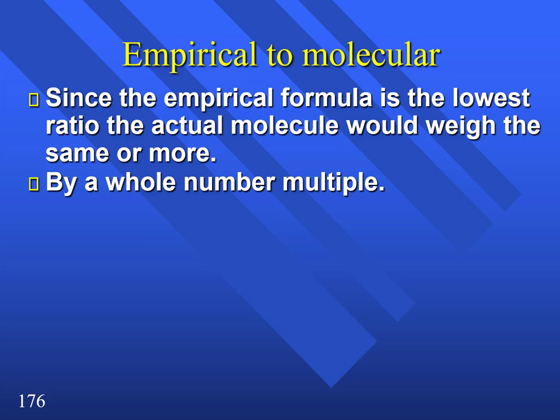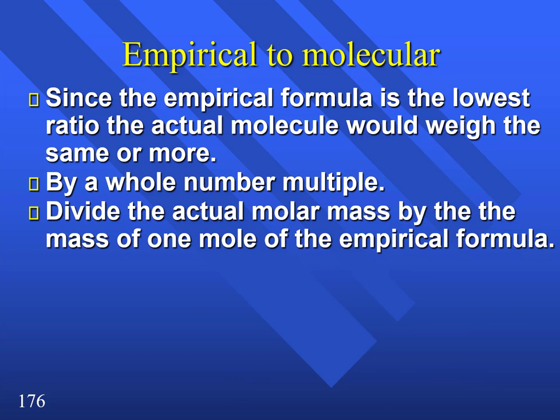Okay. So all we need to know is how much heavier the real molecule is than the lowest ratio. So you can divide the actual molar mass by the mass of 1 mole of the empirical formula. We're going to call it the empirical formula mass, the mass of 1 mole of the empirical formula.